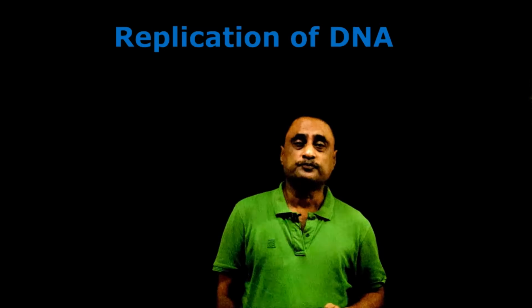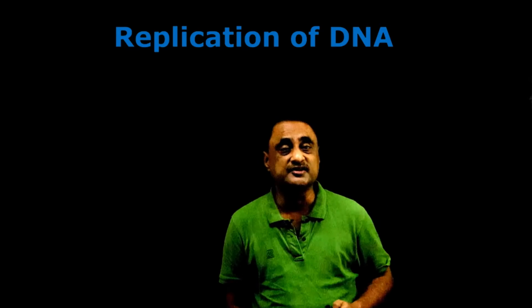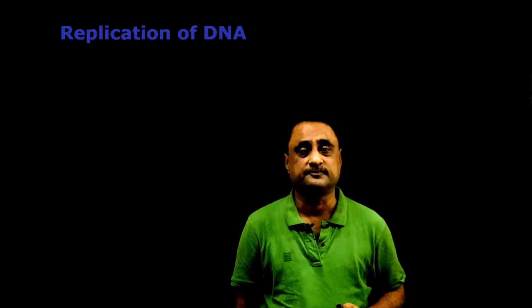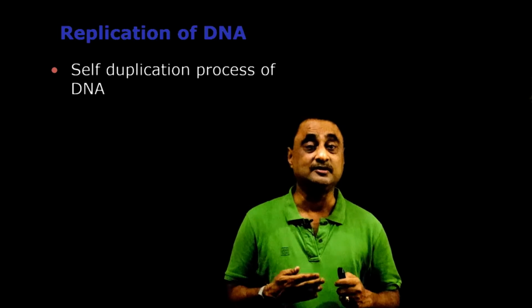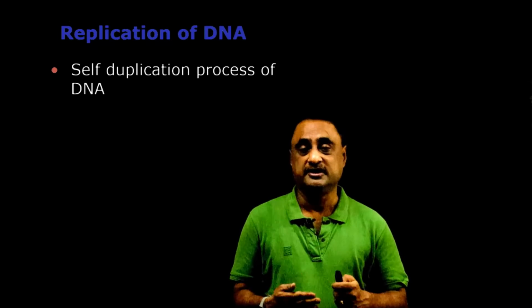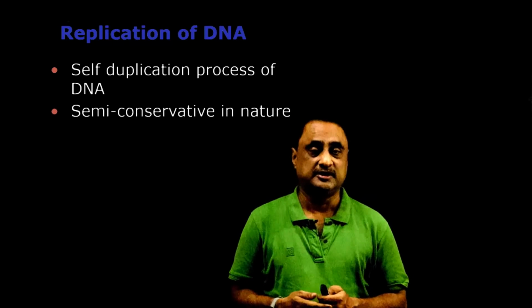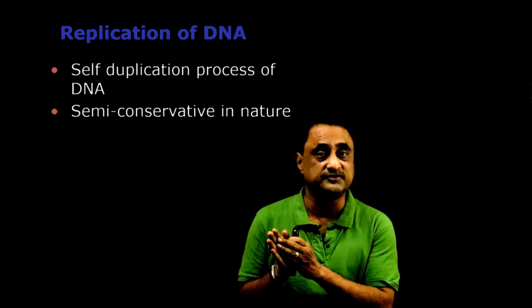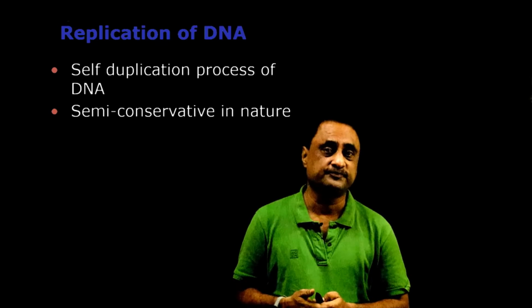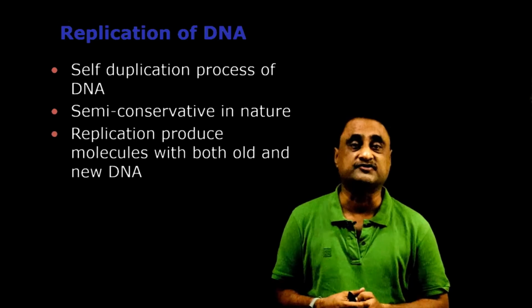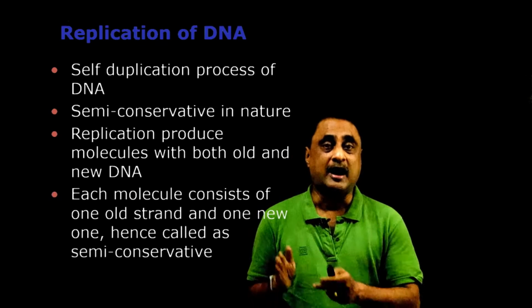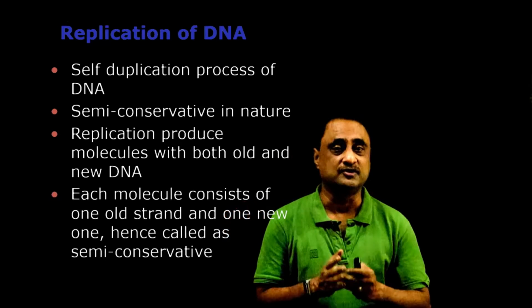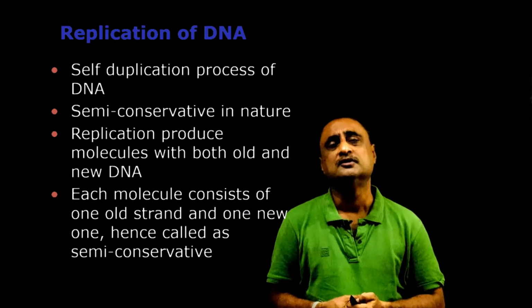In today's sessions, we will be talking about replication of DNA. DNA replication is semi-conservative. First of all, let's try to understand what exactly we mean by semi-conservative. In semi-conservative replication, half of the strand is the original or parental one, and the other half is newly synthesized. That's why half is conserved and half is new, and that's why we call it semi-conservative.